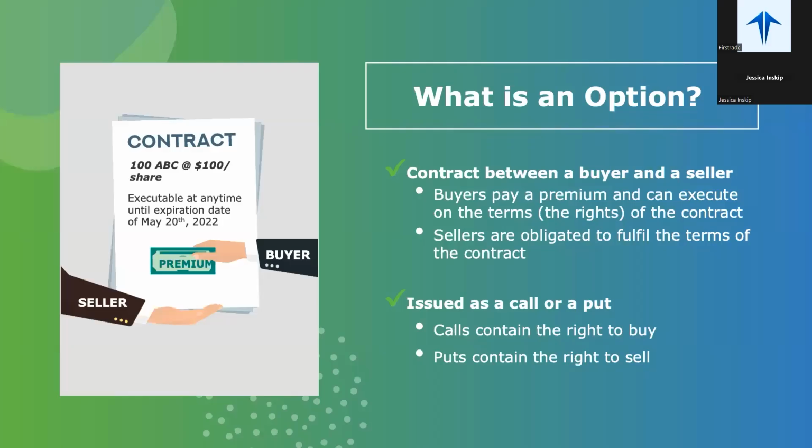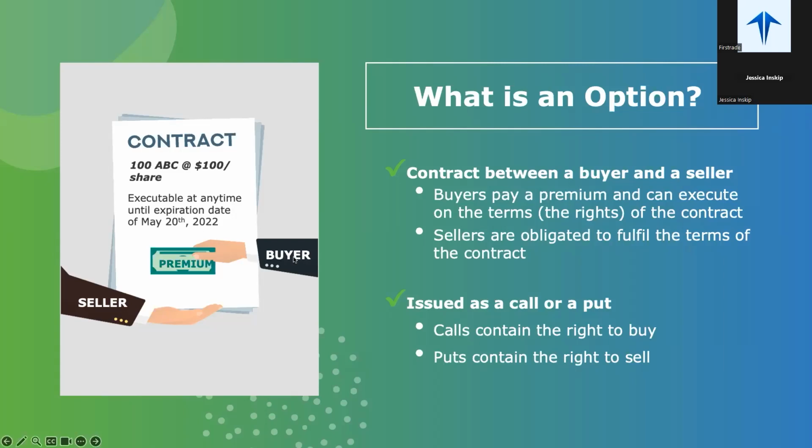So let's go ahead and get started. What exactly is an option? Well, an option is simply a contract between a buyer and a seller. The buyer pays a premium for that contract, and the seller receives the premium for that contract. The contract has some terms associated with it. So in this example, we've got a contract that represents 100 shares of ABC at $100 per share, and it's executable at any time until this expiration date of May 20th, 2022. So let's assume that's 30 days from now, or whatever time frame.